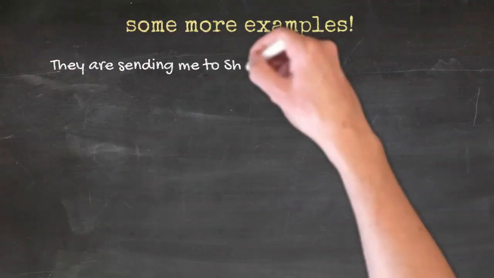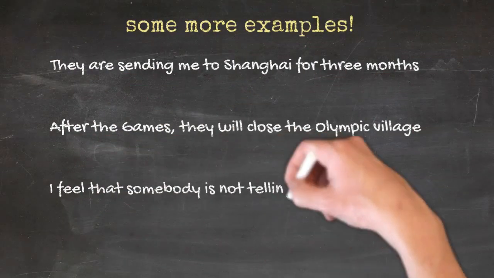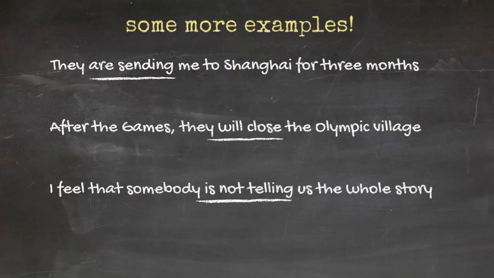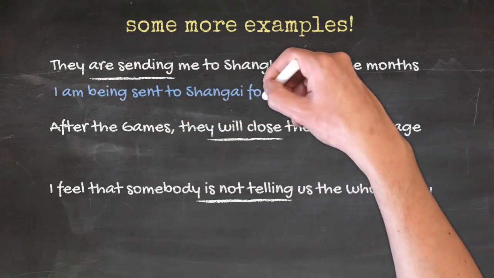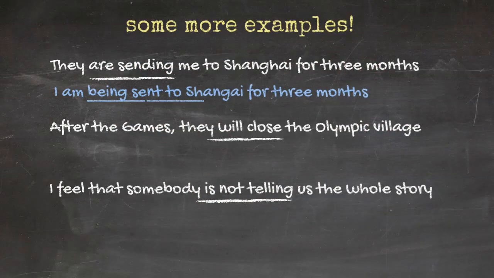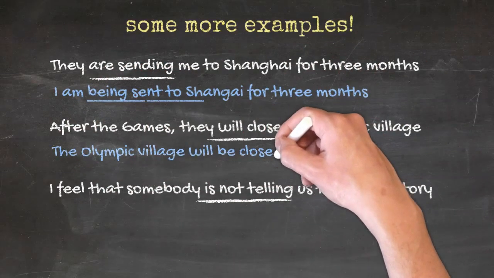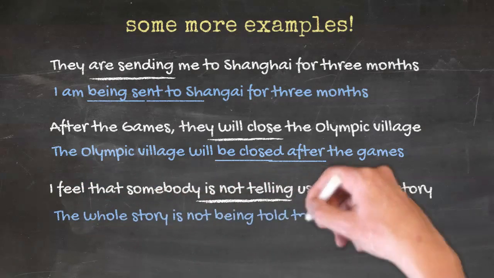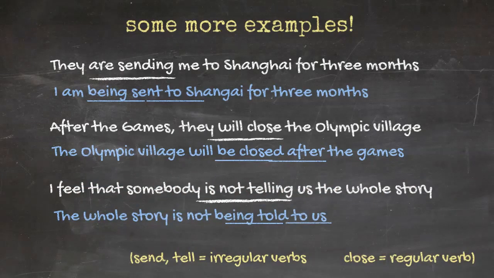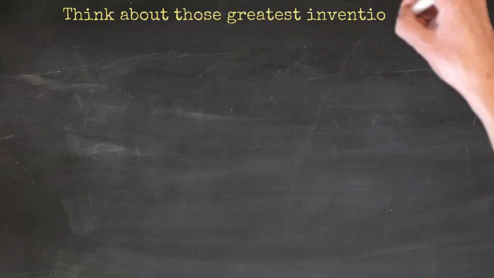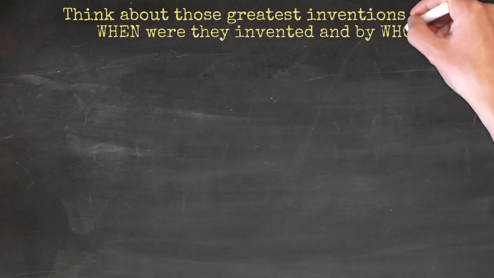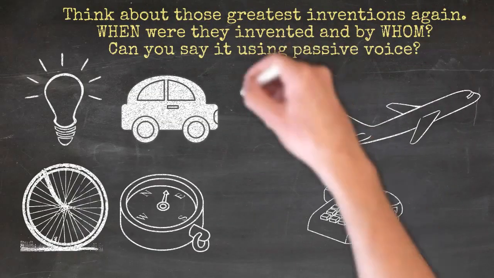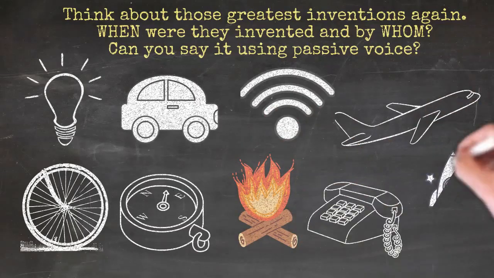Try some more examples. I am being sent to Shanghai for 3 months. The Olympic Village will be closed after the Games. The whole story is not being told to us. Now think about those greatest inventions once again. When were they invented and by whom? Can you say it in passive voice?